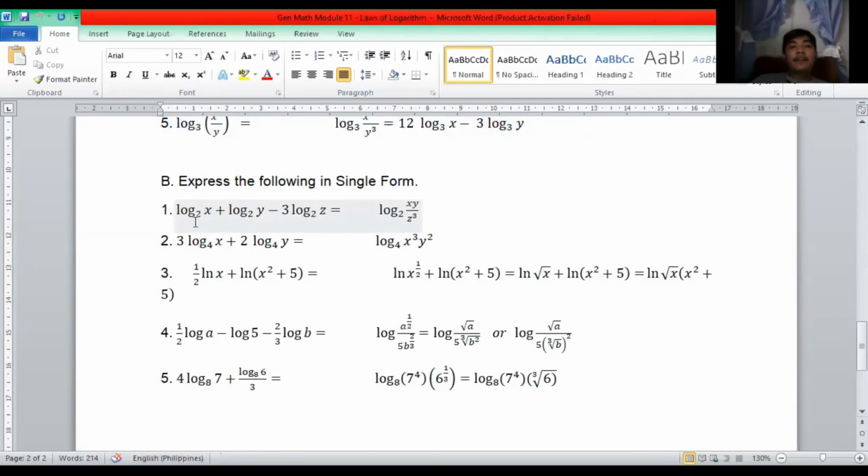Now, let's have the logarithm of x to the base 2 plus the logarithm of y to the base 2 minus the logarithm of 3 times the logarithm of z to the base 2.